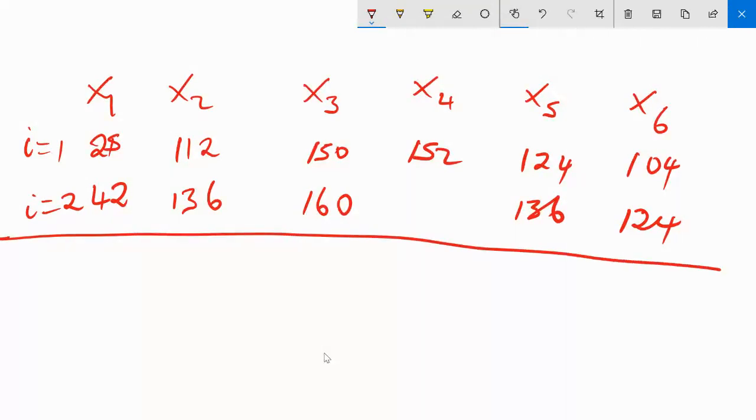So we have our data set like that. Now our n1 is 2, n2 is 2.